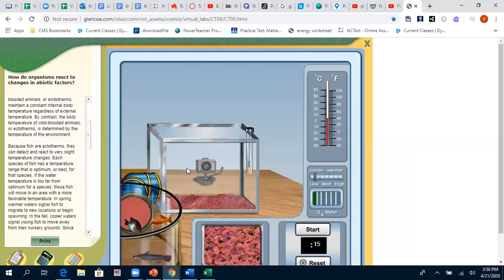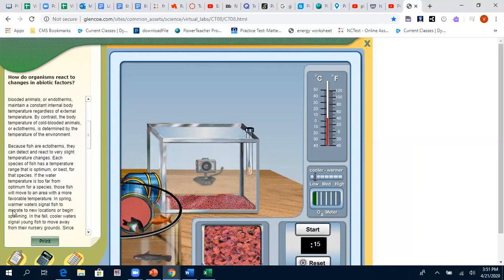Because fish are ectotherms, they can detect and react to the slightest temperature change. So if you have an aquarium in your house and the surrounding temperature is getting disturbed, away from the temperature the fish needs, you need to observe and understand. Yes, the temperature of the fish tank can also get affected, and the fish can be no more.